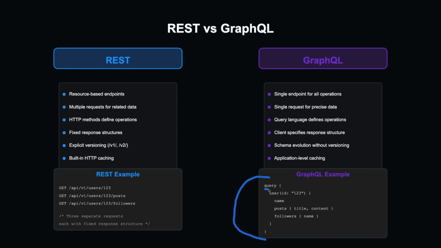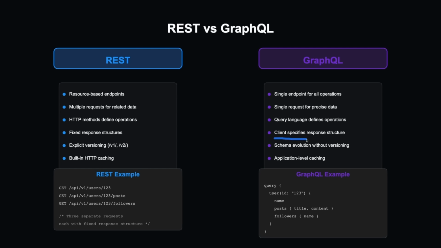As you can see, we start with a query and then we define what we need. For example, we need the user with ID 123. Then we need the name of the user, the posts, and then we define whatever we need from the posts. Maybe we need only title and content and nothing more. And also the followers and what we need from followers, maybe only names. So this allows us to be more efficient in our requests compared to RESTful APIs where we will need to make 3 requests for this same data.